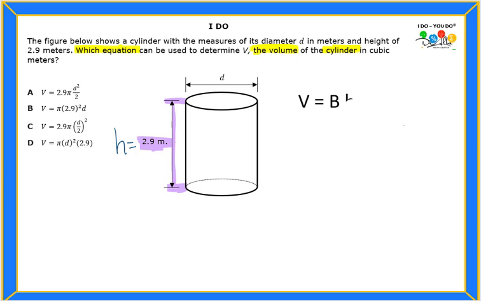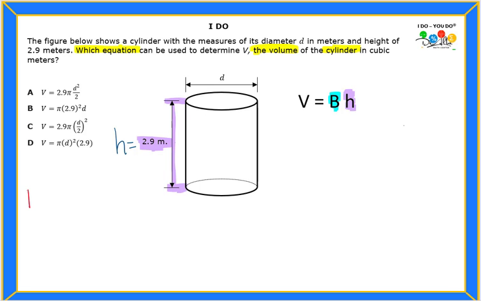Don't panic, I got it. Okay, so we have B equals capital B times H. And I know what you're thinking. Miss, I still have the same problem. I know H, it's the 2.9. What about capital B? What is that? Okay, so this capital B, it's going to be the area of the base.